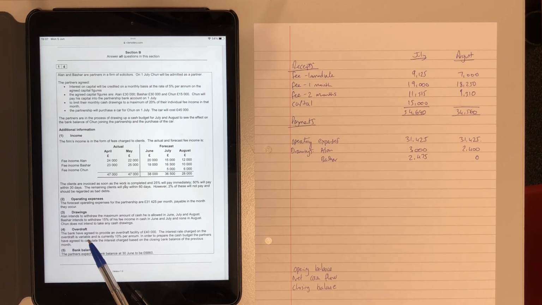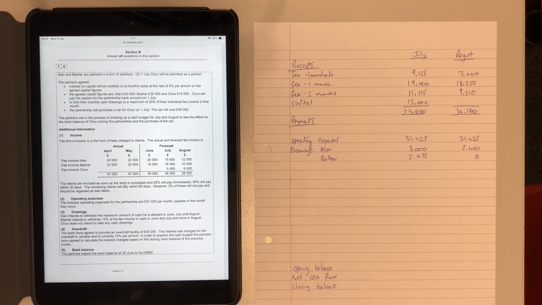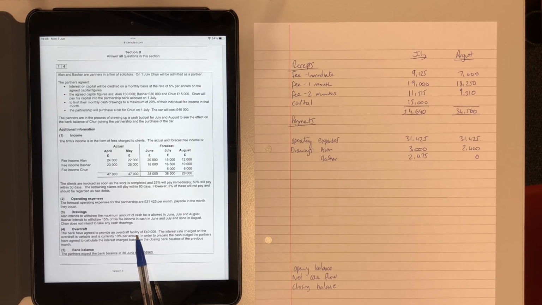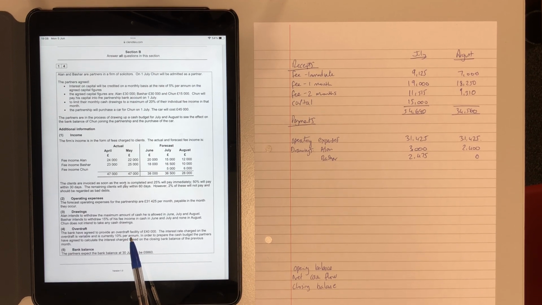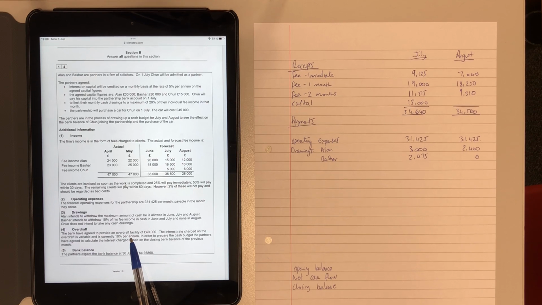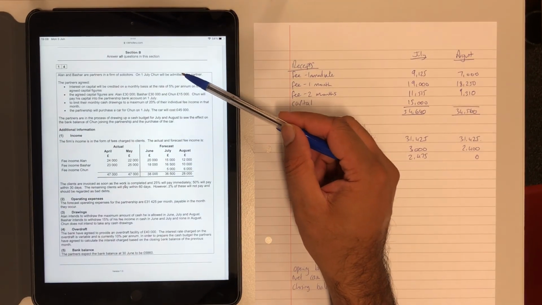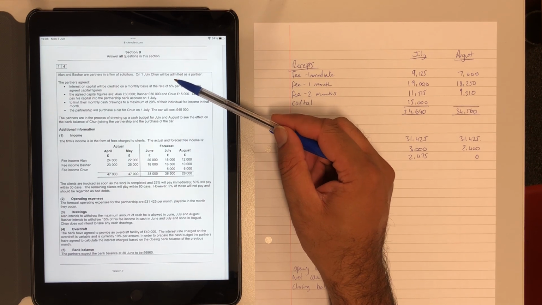Now, in terms of the overdraft, what we would need to do is the overdraft will probably start in the month of July, and there'll be a calculation for interest in August. Now, just having a look to see if there's any other information about that.